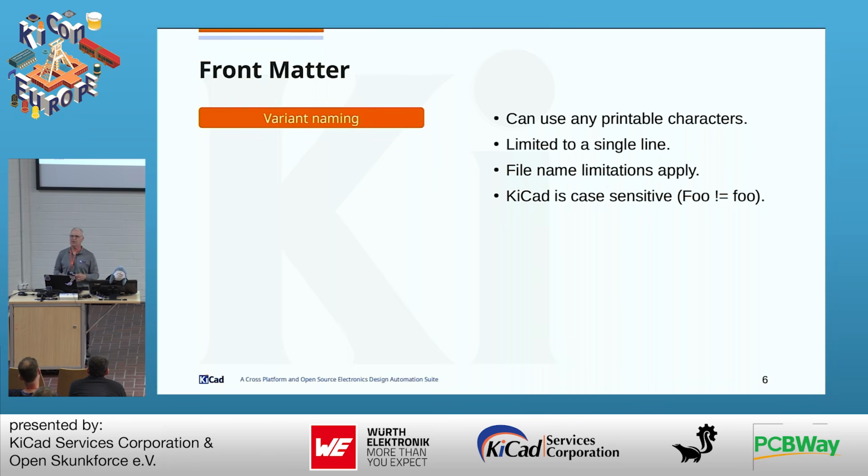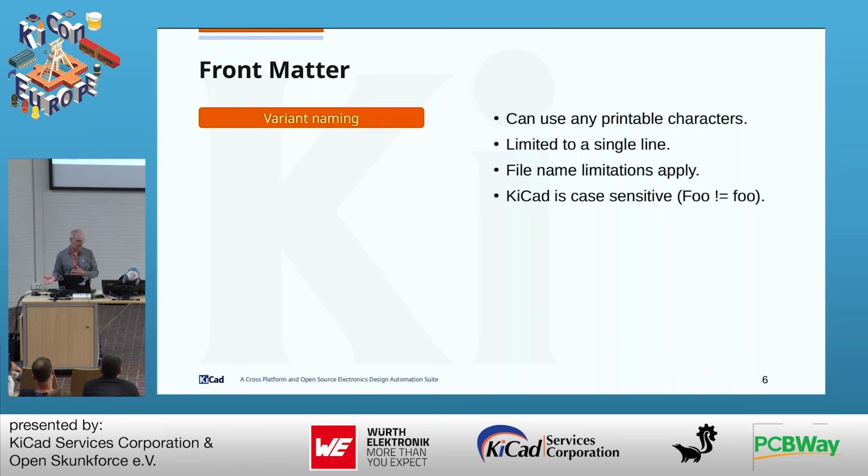KiCad, by definition, in most places is case sensitive. So foo with a capital F does not equal foo in all lowercase. There will be ERC checks, similar to the ones we have for label names where you have capitalization differences. There will be a similar check for the variants, but you're allowed to do that. Those will be different variants in KiCad. We tend to stick with the POSIX convention, that foo doesn't equal Foo just because of capitalization differences.